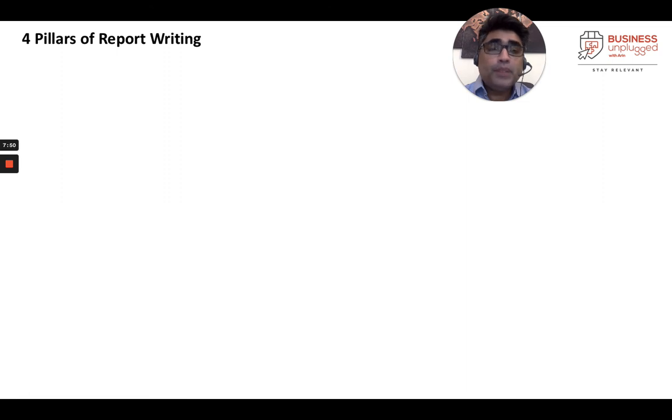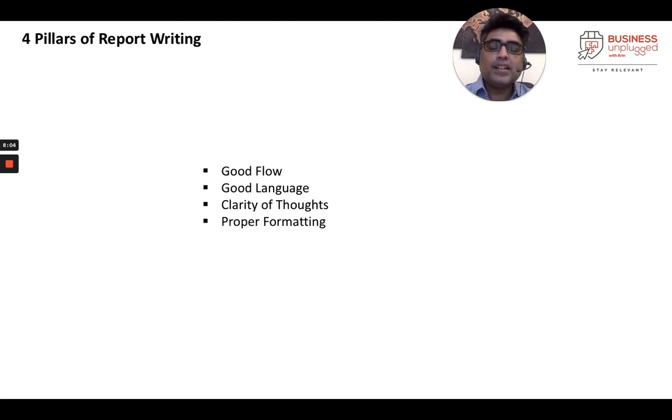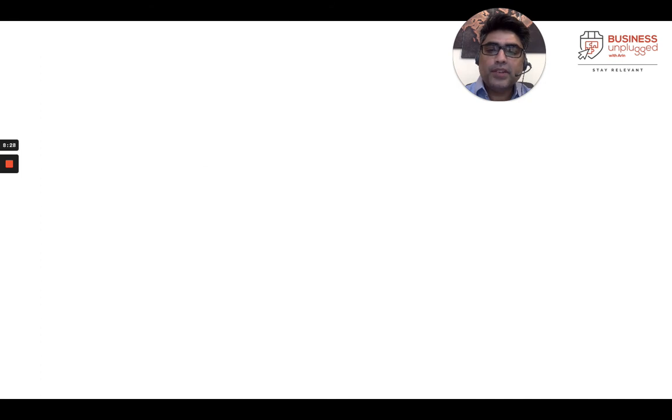Then there are 4 pillars of report writing which you should focus on. The first one, it should have a good flow. The language should be good. There should be clarity of thought that should come up, and there should be proper formatting. So these are considered to be the 4 pillars of report writing: good flow, good language, clarity of thought, and proper formatting. So please ensure that when you are drafting the report, you are taking consideration in context of these 4 pillars. As I have already touched upon many stuff in my earlier video around report writing, as well as in this video, keep all those aspects in mind when you're drafting it.